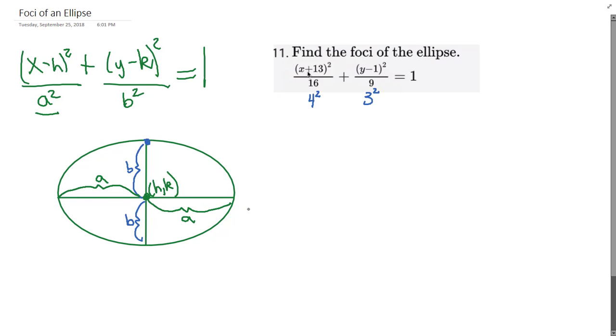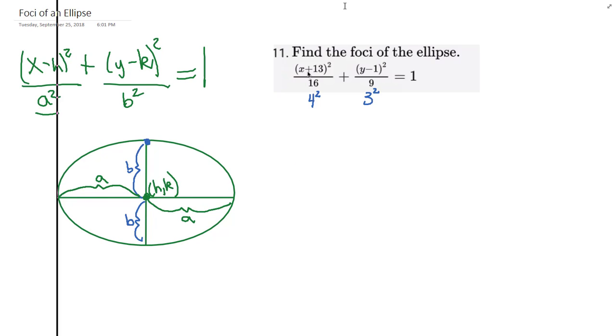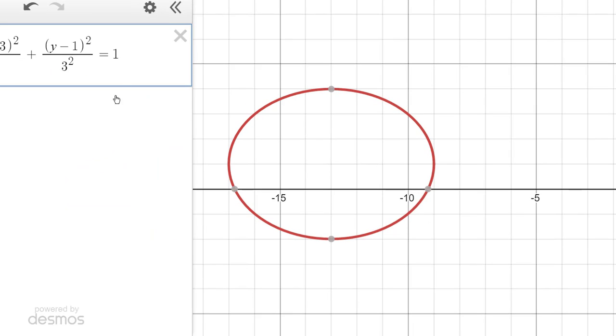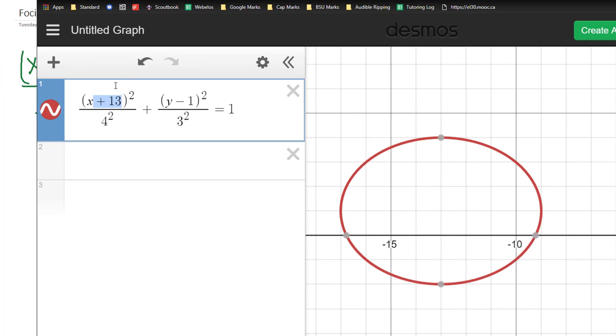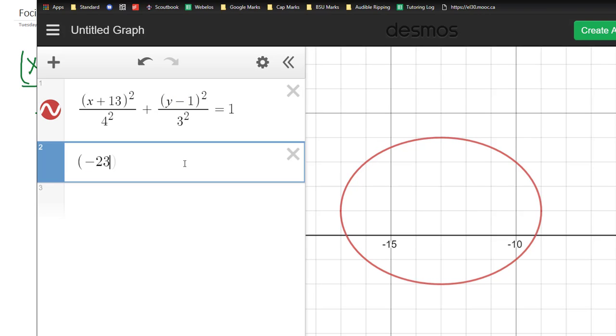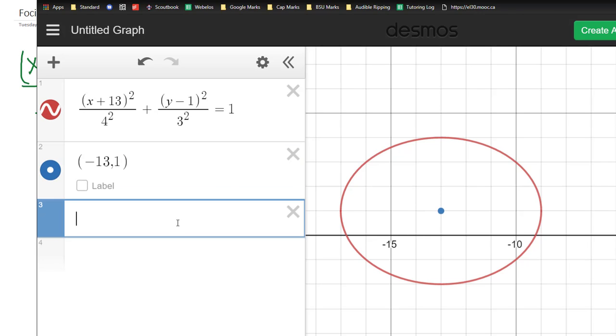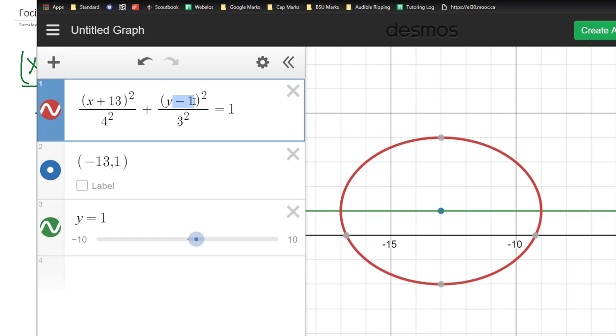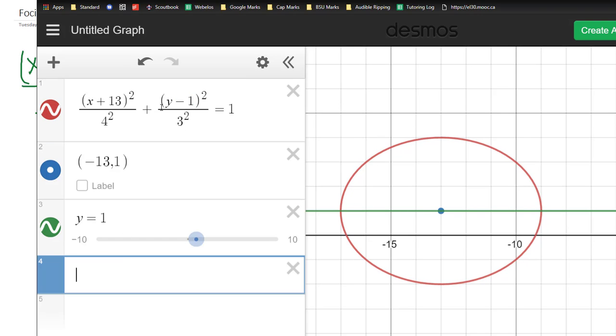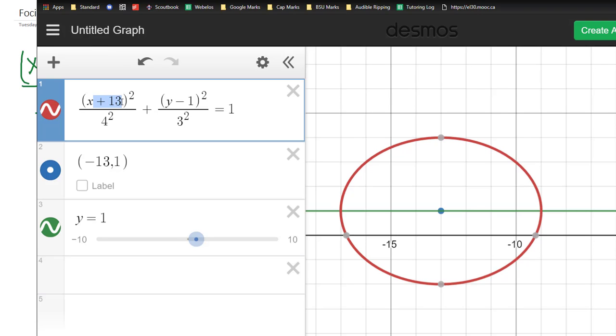Okay, so now let's actually draw this thing, and I've done that on a graphing calculator because it's a little nicer looking. We already know the center from looking at this is negative 13, comma, positive 1. So if I plot the point negative 13, positive 1, we should get the center, which we do. Beautiful! And the major axis occurs along the line y equals 1, which we already knew because this is 1. And the minor axis is x equals negative 13, which we already knew because of that.